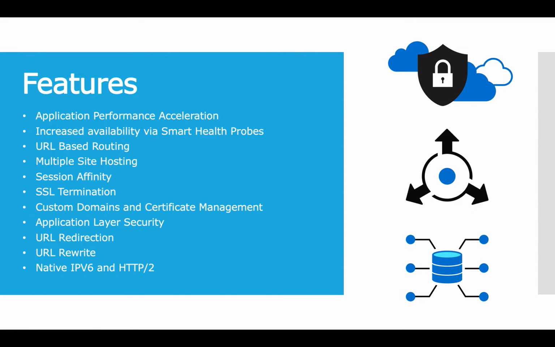So let's take a look at some of the features in Azure Front Door. We have application performance acceleration that utilises the Microsoft Global Network. We can increase the availability of our web apps via smart health probes. That allows us, for example, to route users to the site that's working if another goes down. We have URL-based routing, multiple site hosting.